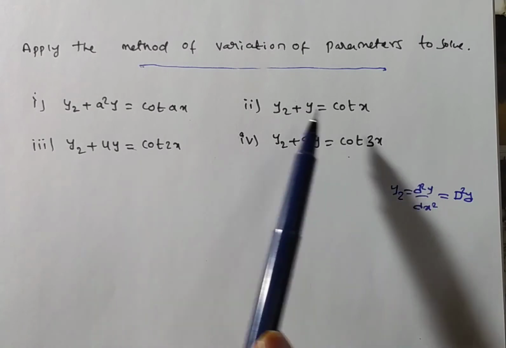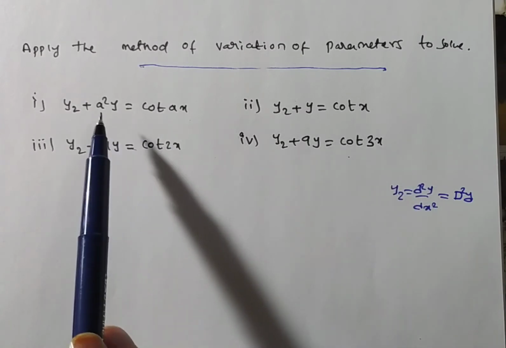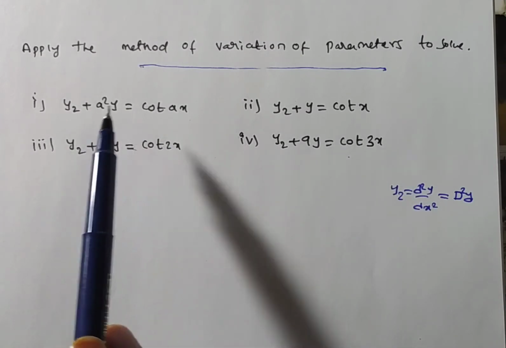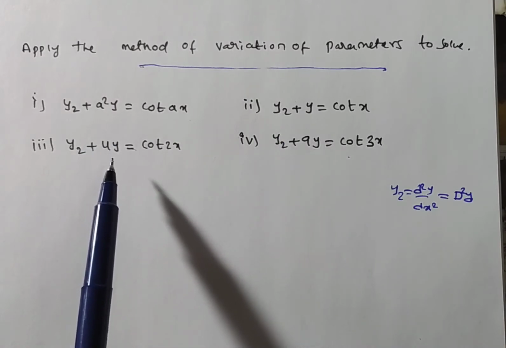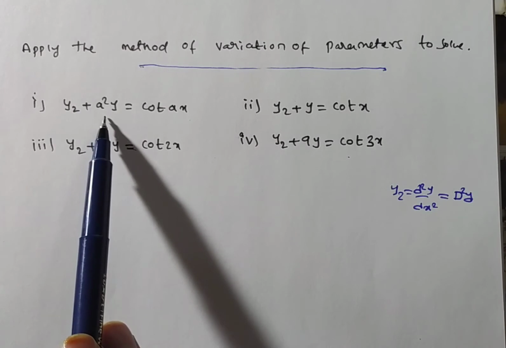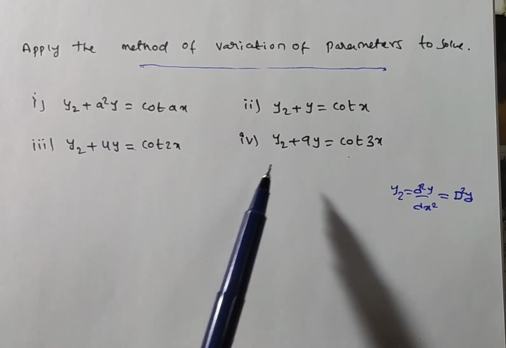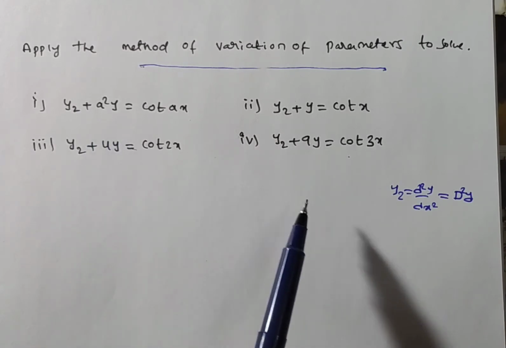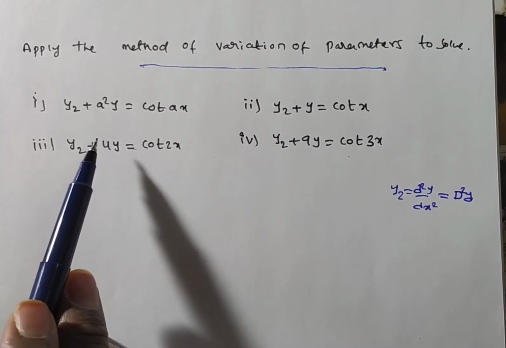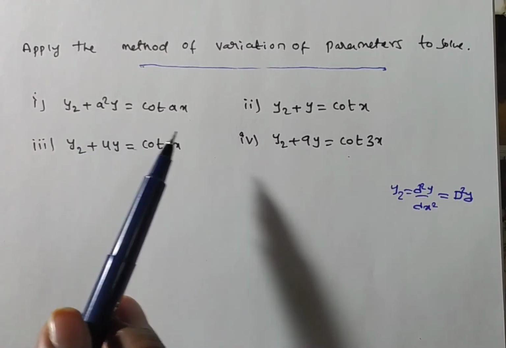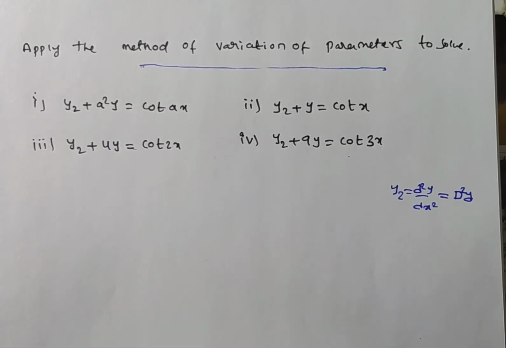Here you observe these are all similar problems. In place of a, if you substitute 1, you will get the second problem. If you substitute a equal to 2, you will get the third one. With a equal to 3, the fourth one. You can replace 4, 5, 6 also. So I am solving the first problem, and after getting the solution, I will replace a by 1, a by 2, a by 3, and I will get the remaining solutions. Is it clear for everyone?